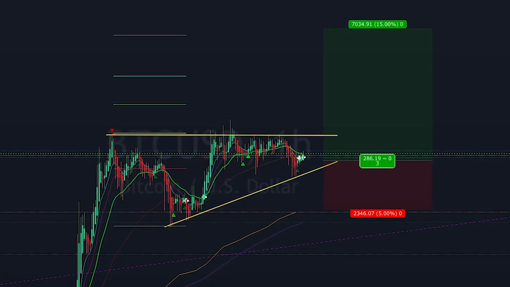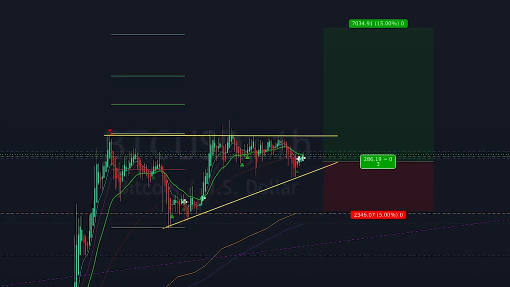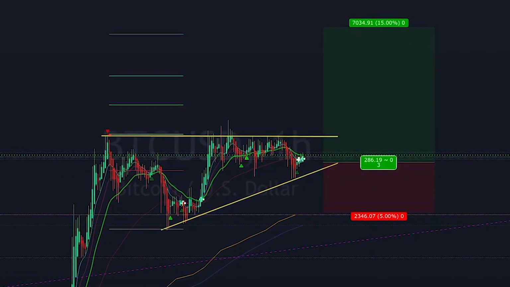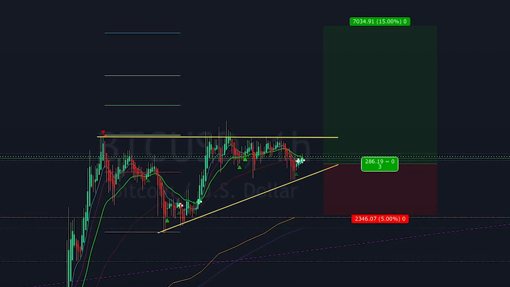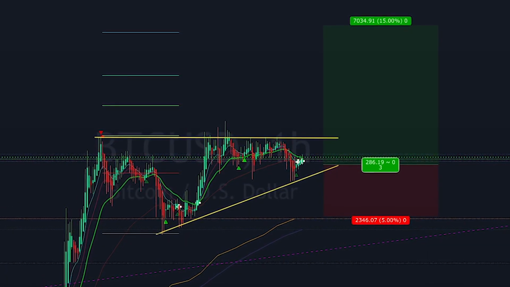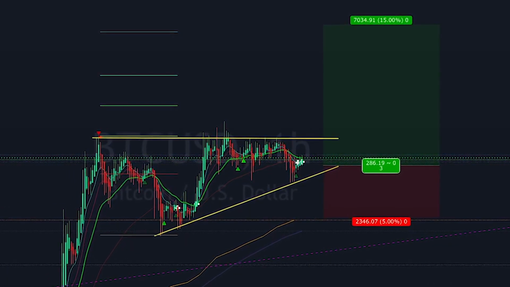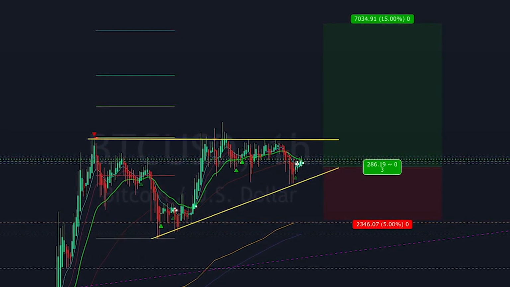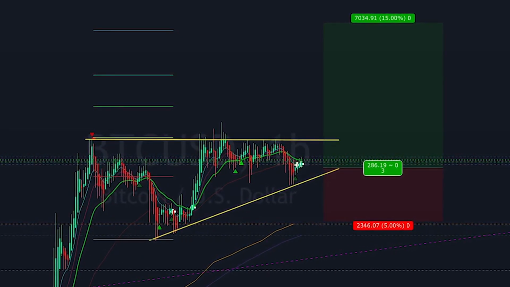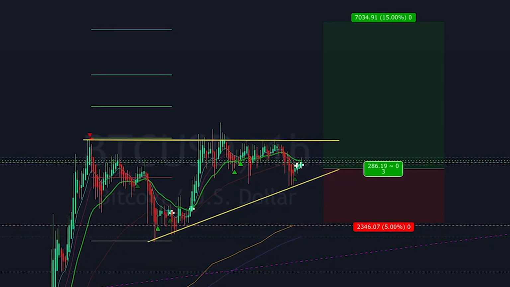Well, it's 5 divided by 15, or 1 to 3, or 33%. Simple enough. This means that for each unit of risk, we're potentially winning 3 times the reward. In other words, for each dollar of risk we're taking, we're liable to gain 3. So if we have a position worth $100, we risk losing $5 for a potential $15 profit.